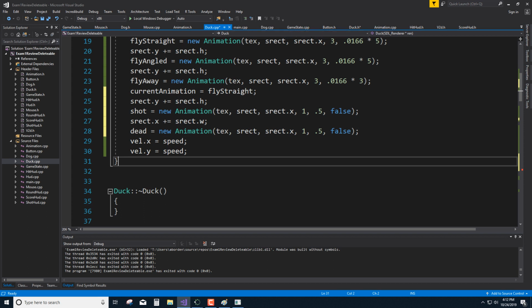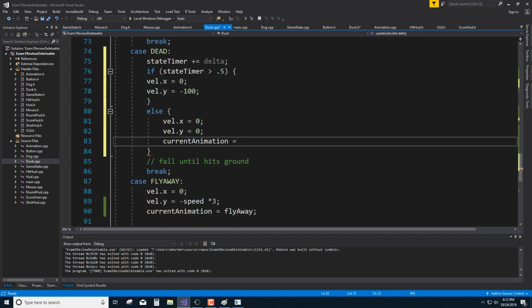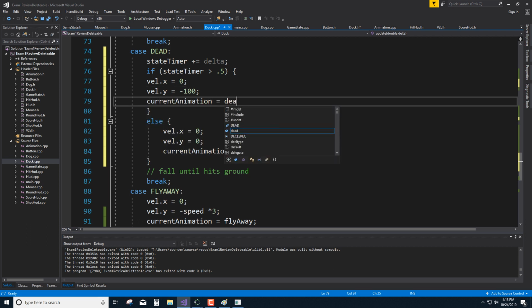Everybody got this? And current animation, let's see, what were we doing? This is shot. And up here it'll be dead.